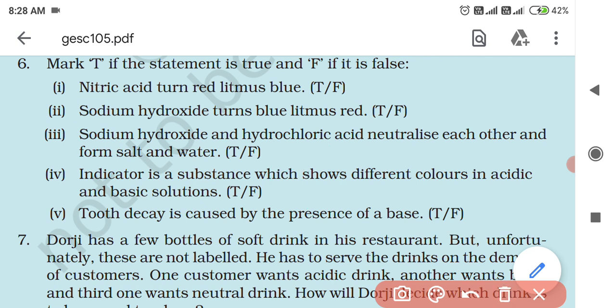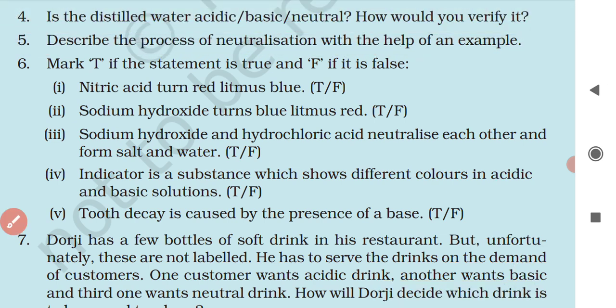Next, Roman number 5: tooth decay is caused by the presence of a base. Tooth decay is caused by the presence of acid, not base. Bases are used to cure tooth decay. So this statement is false. You need to write F. Clear? These are the answers of question number 6.